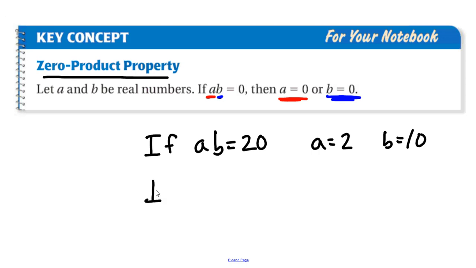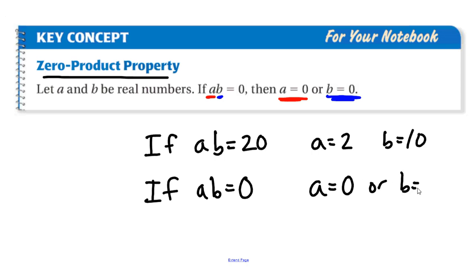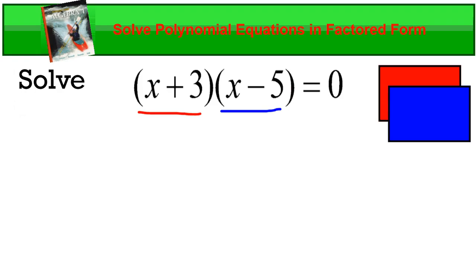But once I tell you A times B equals 0, it's guaranteed that either A or B is equal to 0. 0 is the only number that that property works for. That's why it has its own special name. It's the zero product property. It's what allows me to actually solve when items are factored.